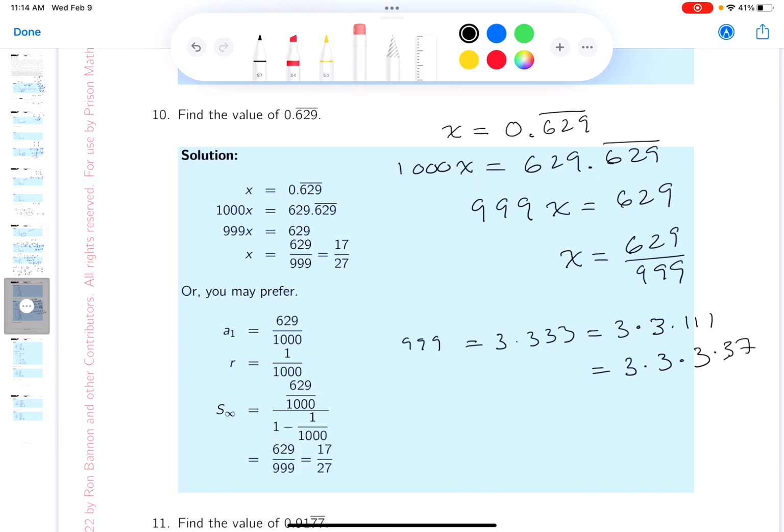Does 37 go into 629? Well, let's see. It goes in once, right? When I say once, into 62, which is really 620, and that's 37. And what do you get there? Let's take a look. You get 25, right? Let me stop for a moment, make sure that's true. Yeah, 25. And then I'm wondering, does 37 go into 259? I'm going to say 7. Did I make a mistake somewhere?